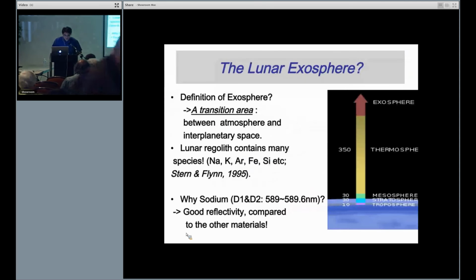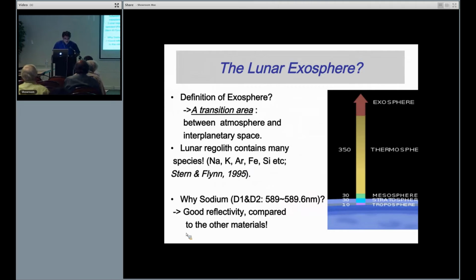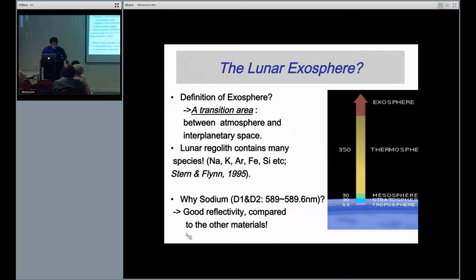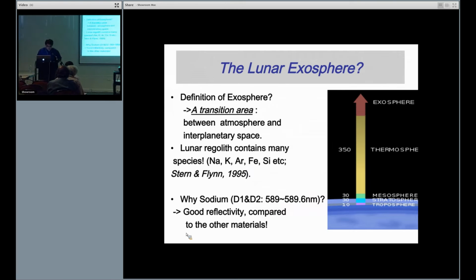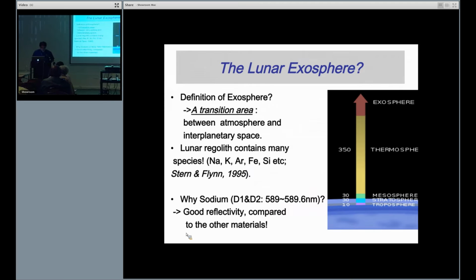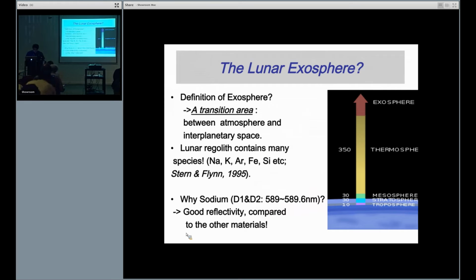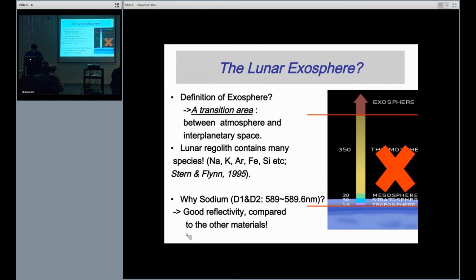So the lunar exosphere, as you may know, means a transition area between atmosphere and interplanetary space. Actually, lunar regolith contains many different species, but the lunar sodium exosphere is well known so far. Why? Because sodium has a good reflectivity compared to other materials, so it's easier to observe and well studied. In the case of the Moon, this part of the atmosphere is totally missing, so the lunar exosphere is bound at the lunar surface.